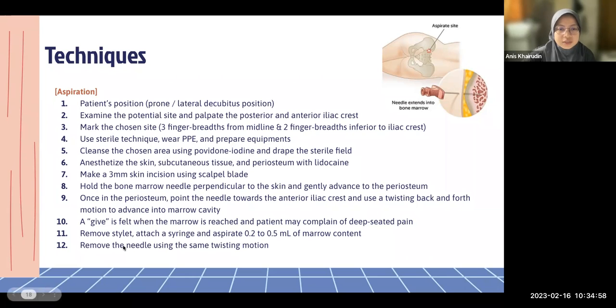And then once there, we need to remove the stylet. You can see just now the needle has 2 parts, the stylet and also the needle. And then attach a syringe and aspirate about 0.2 to 0.5 ml of marrow content. So just a little. And then remove the needle using the same twisting motion, just like what has been shown in the video also. So this is for aspiration only.